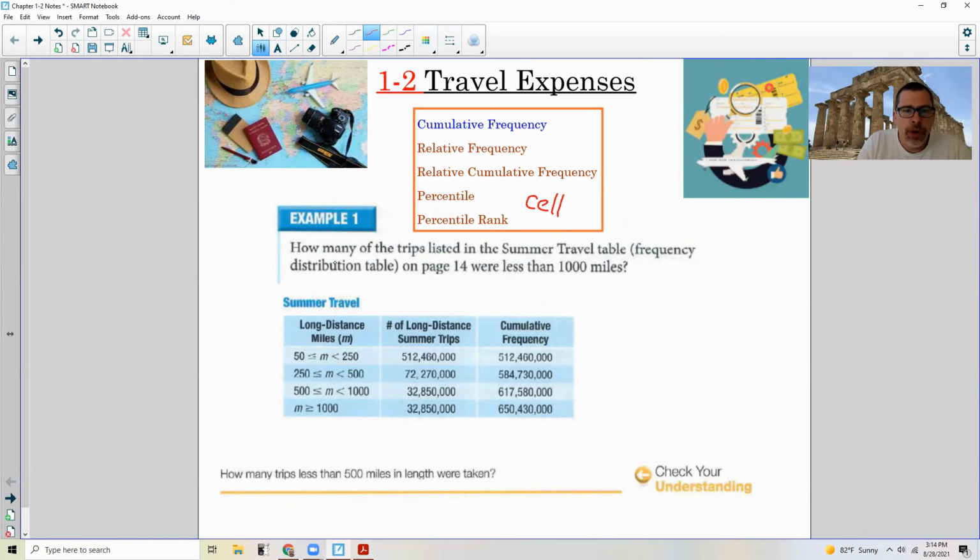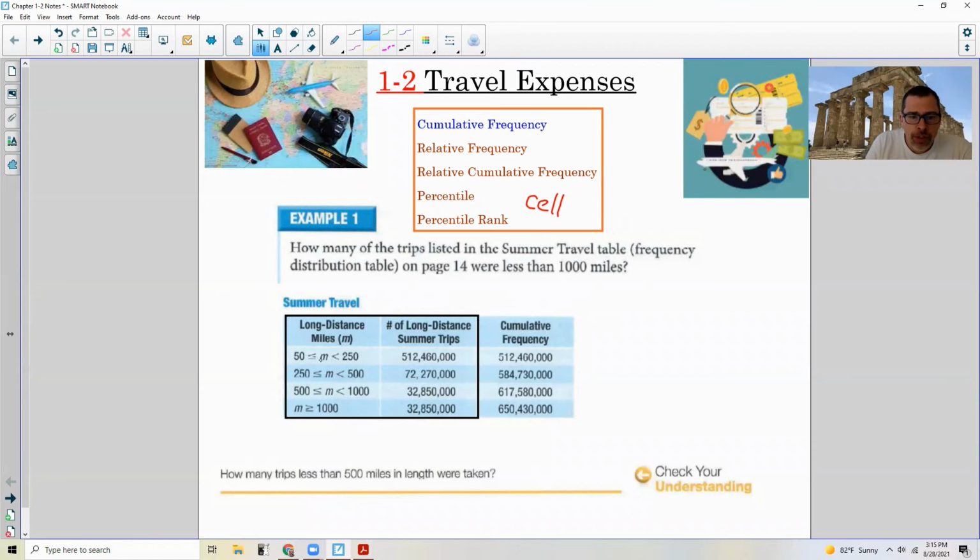All right, so how many of the trips listed in the summer travel table frequency distribution table on page 14 were less than 1,000 miles? So the table that I got from page 14, it was just this right here. Okay, a cumulative frequency. Let's explain what frequency is first. Frequency in this situation means how frequent something occurs, how many times something occurs.